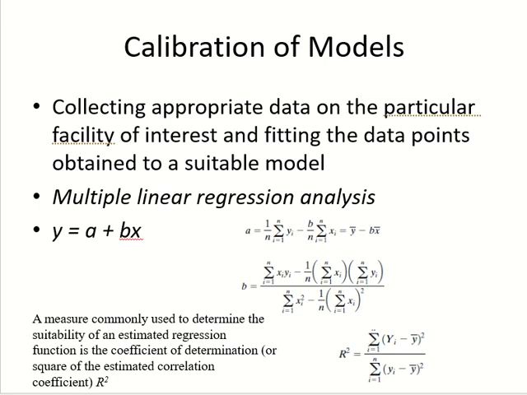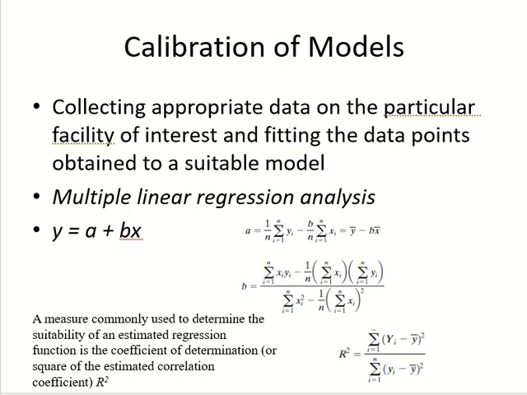So to get the value of a, I need the mean of output, speed. I need the mean of input, which is density. And I need what? b, which is the slope. So first I need to calculate the slope. And this is the equation to calculate the slope. Again, x means input, y means output.